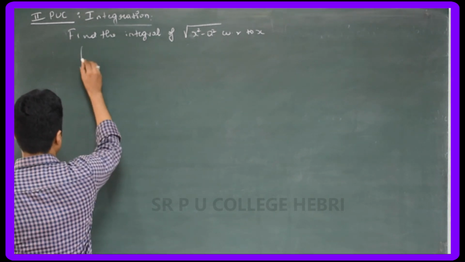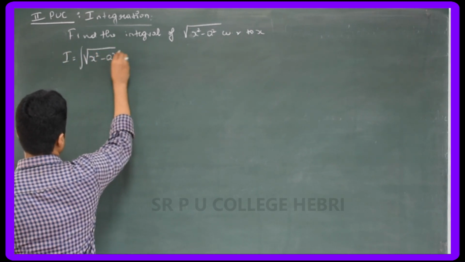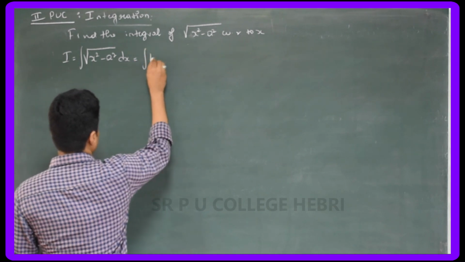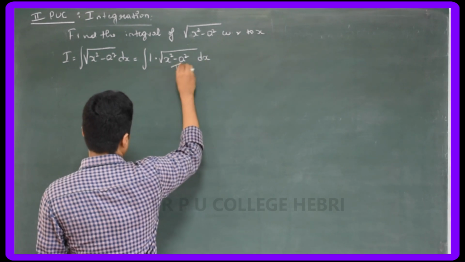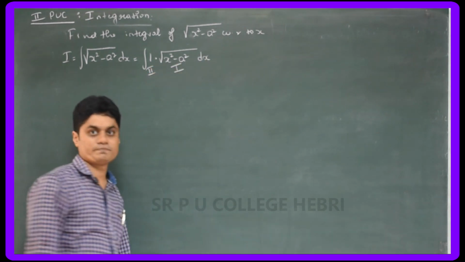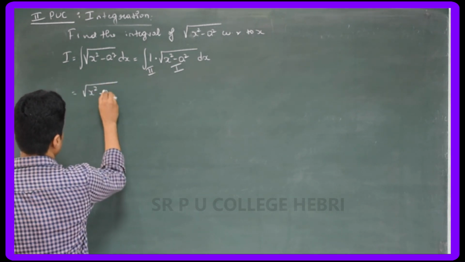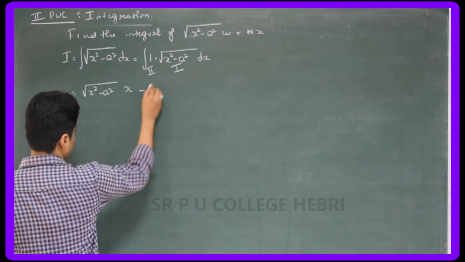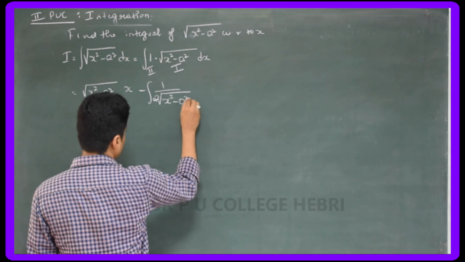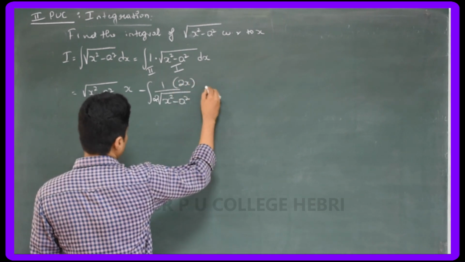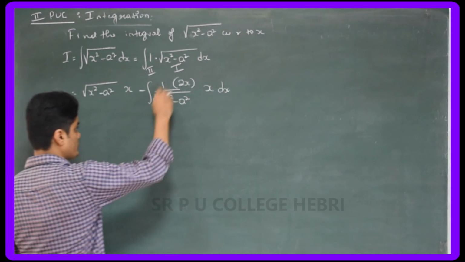Again it is integration by parts only, so take the given problem as I, root of x square minus a square with respect to x. Take this as 1 into root of x square minus a square dx. Take root of x square minus a square as the first function, and 1 as the second function. Apply integration by parts. So first function, root of x square minus a square, into integration of 1, which is x. What is the differentiation of this? 1 by 2 times root of x square minus a square into 2x, and integration of 1 is x dx. Correct? So 2 and 2 cancel.